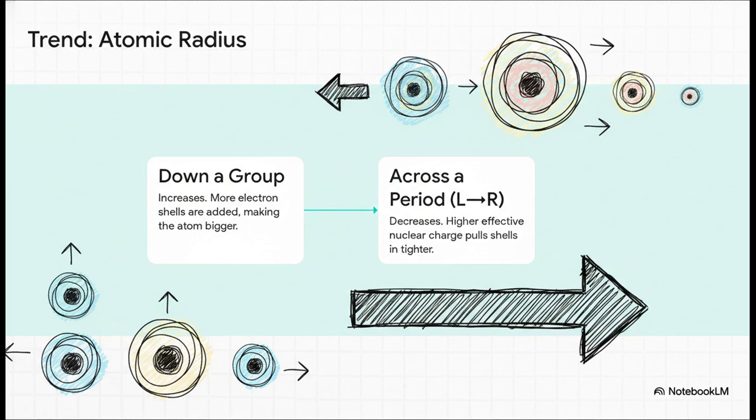As you go down a group, you're adding whole new layers of electrons, new shells, so of course the atoms get bigger. But, and here's the part that might seem a little weird, as you move from left to right across a period, the atoms actually get smaller. Why? Because you're adding more protons to the nucleus, which increases that effective nuclear charge and pulls all the electron shells in tighter and tighter.